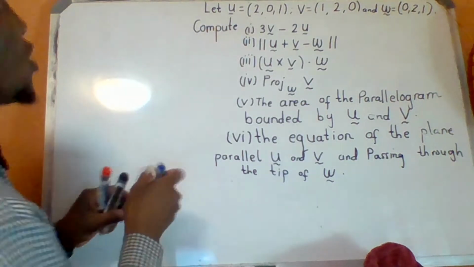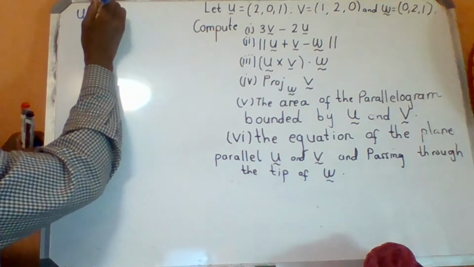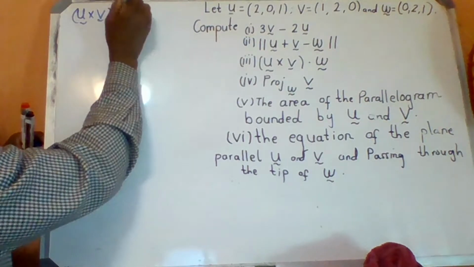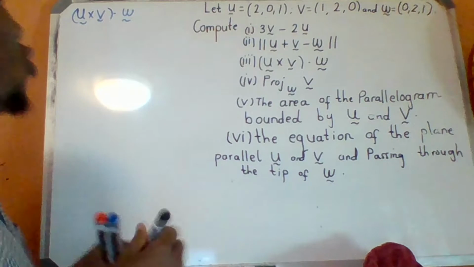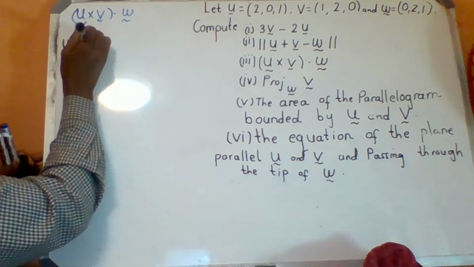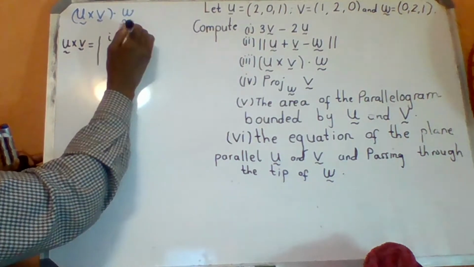Third one, you have to do the cross product. So we have u cross v dot w. We have u cross v, and then get the answer, and then you dot by w. Okay, so let's start facing crossing u cross v.